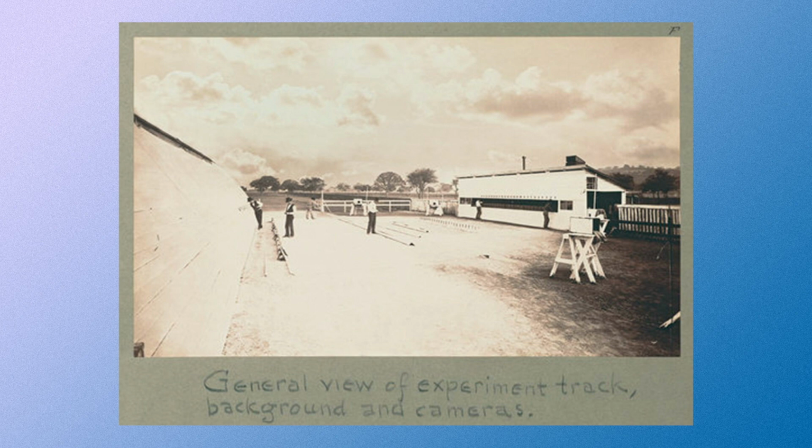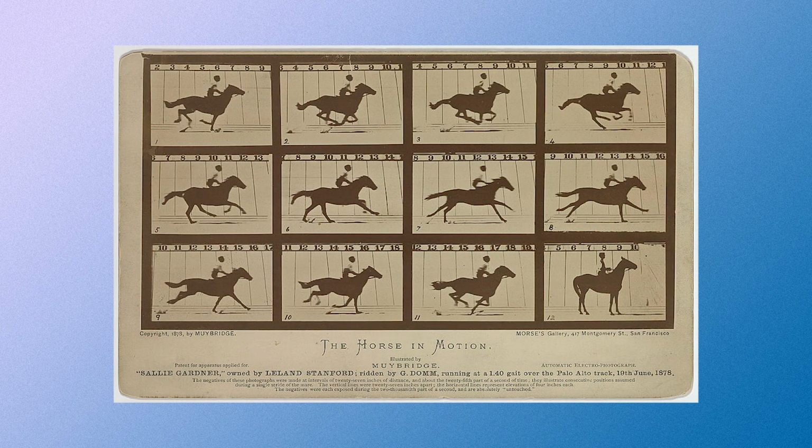Stanford invited the businessmen as well as the press to watch Muybridge's experiment in action, and it worked. Not only did Muybridge prove that the horse's hooves came completely off the ground at the same time when galloping, but he also created the first photographs of motion.